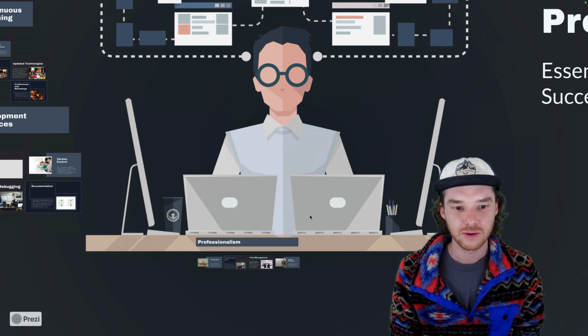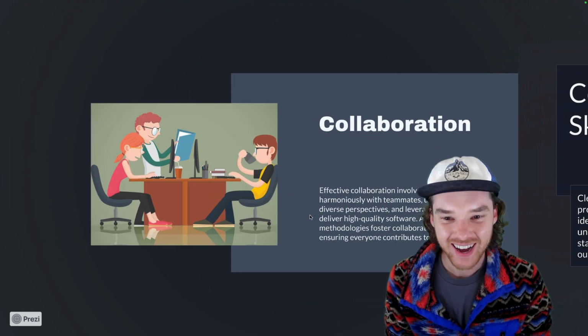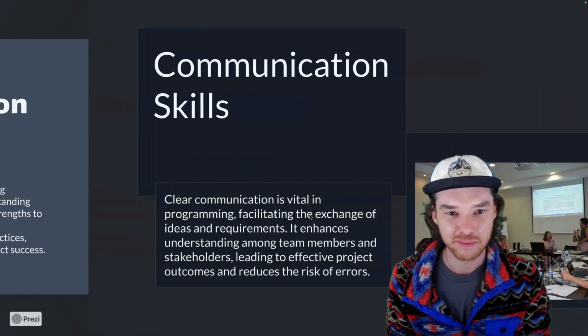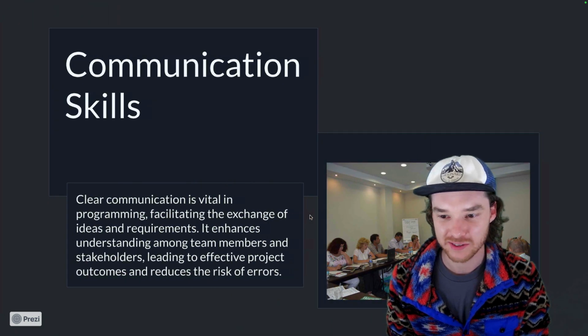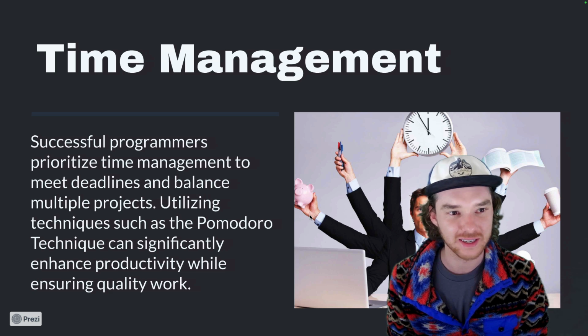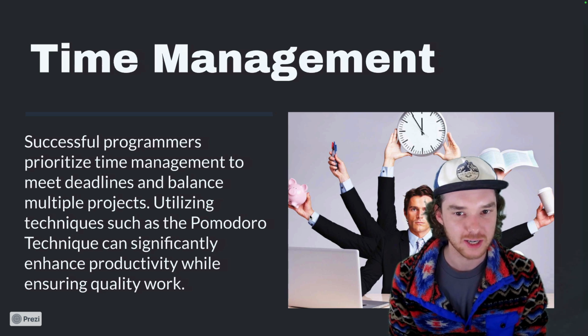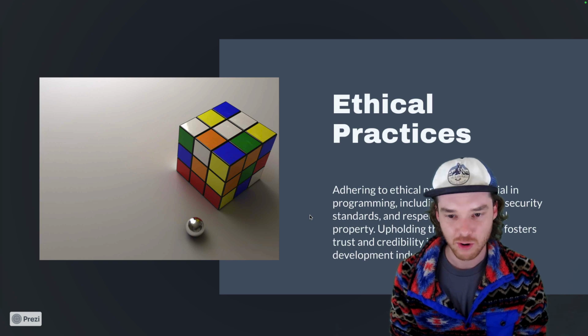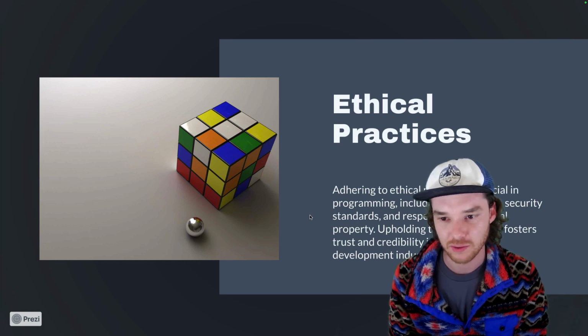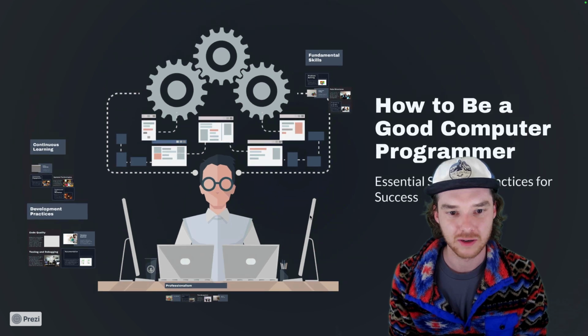All right. So, okay. So there's more. Yeah, collaboration. You got to collaborate with people. You got to get those communication skills. Where are all these images coming from, by the way? I hope these aren't copyrighted. Time management. Successful programmers prioritize time management. That's true. And then ethical practices. Yeah, we got to be ethical, okay? You can't be cutting any corners when you're going to be a good developer.